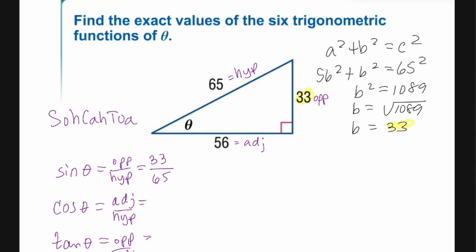Now let's do cosine. Cosine is adjacent over hypotenuse, so that's 56 over 65. 56 over 65 can't reduce either. Just leave it alone. And then finally, opposite over adjacent is 33 over 56, which also cannot reduce. Leave it. That's your answer.